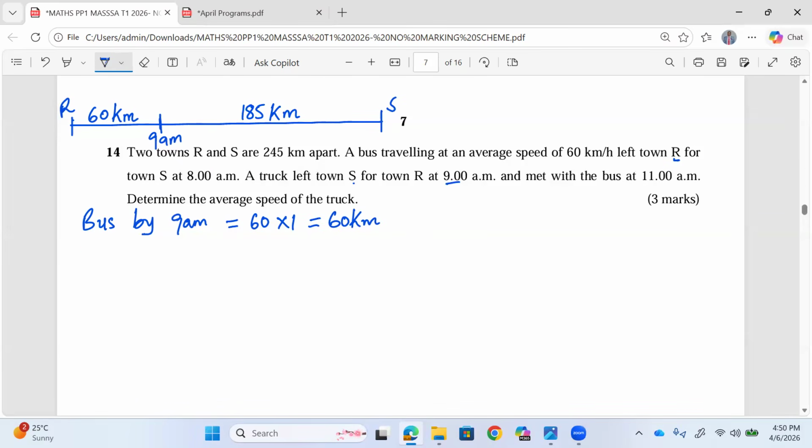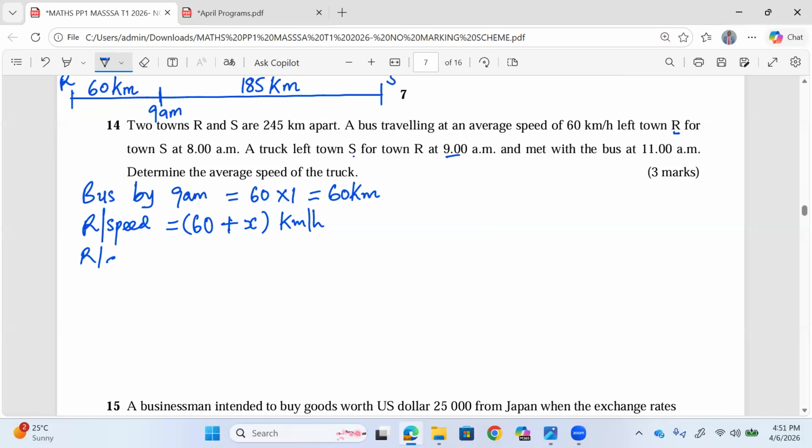and the relative speed for the two vehicles, because they are approaching one another, should be the speed for the bus, 60, and the speed for the truck, x. That is the speed in kilometers per hour. So this is the speed they are using. When vehicles are approaching one another, we add the two speeds.